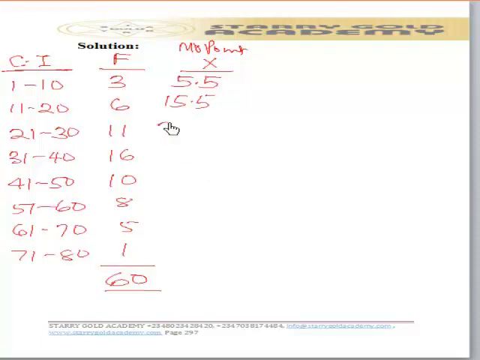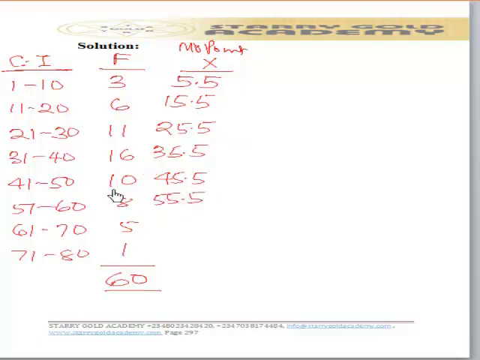The next one is 31 plus 40. This is 71 divided by 2. We have it as 35.5. The next one is 41 plus 50. This is 91 divided by 2. That's 45.5. The next one is 51 plus 60, and this is 111 divided by 2. That's 55.5.